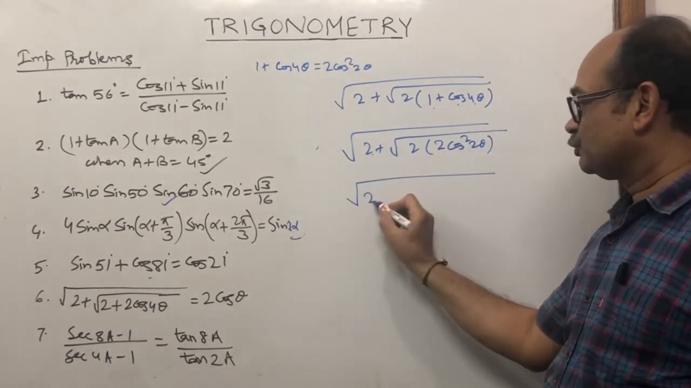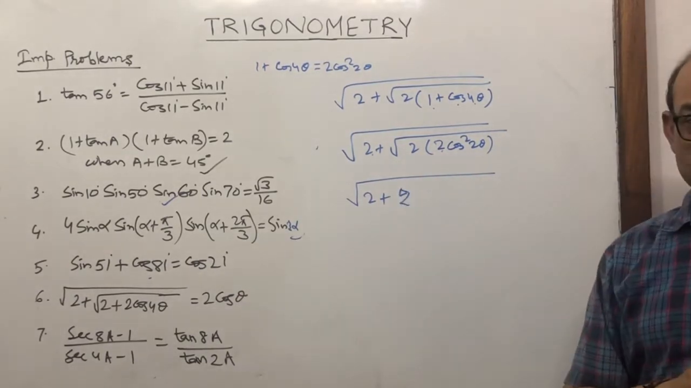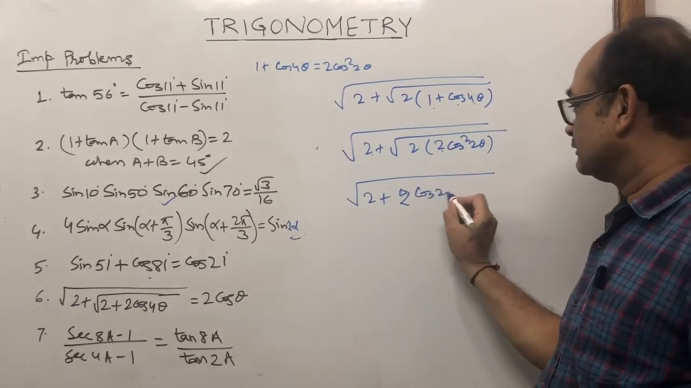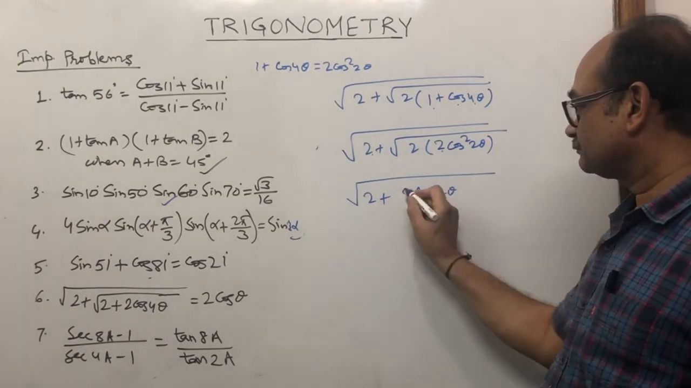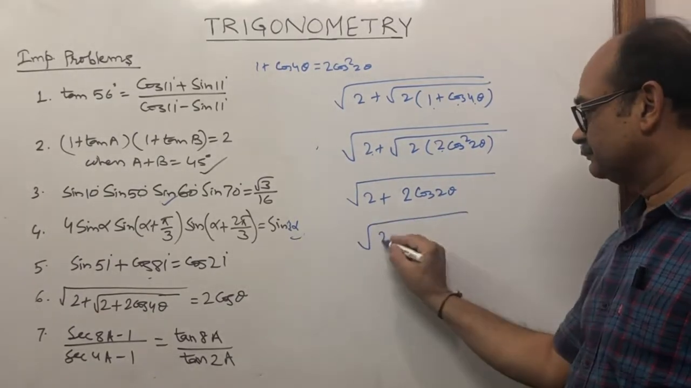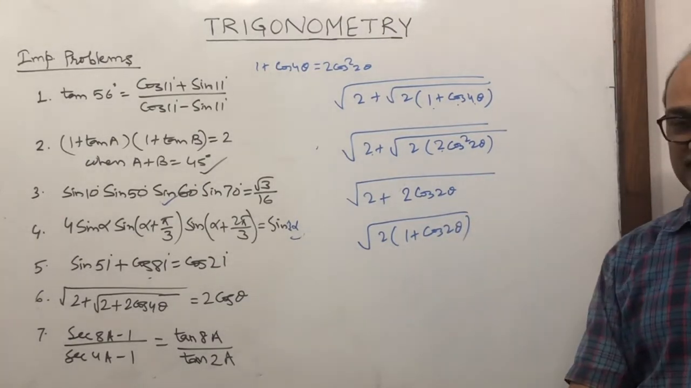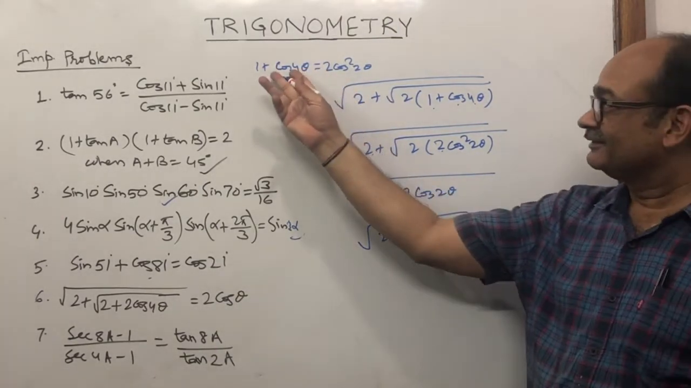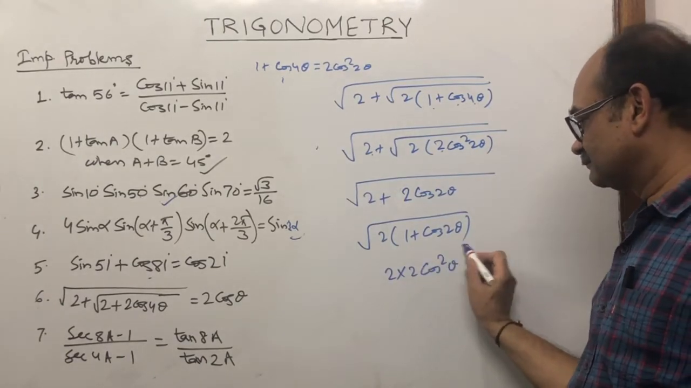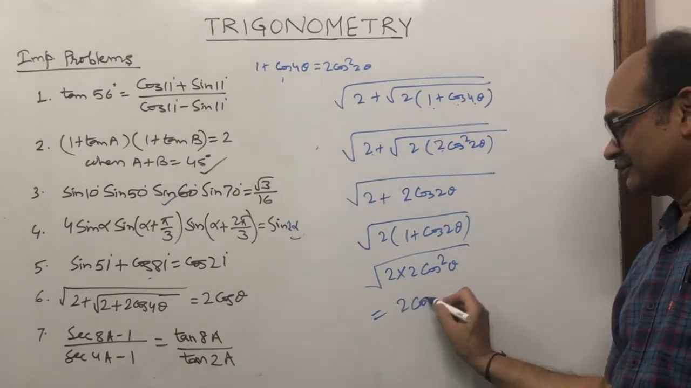Now again 2 plus, but outside the root it will become 2 cos 2 theta. Easy? Again common, 1 plus cos 2 theta. Now tell me what is 1 plus cos 2 theta? 2 cos square theta. Again taking out 2 cos theta. RHS.